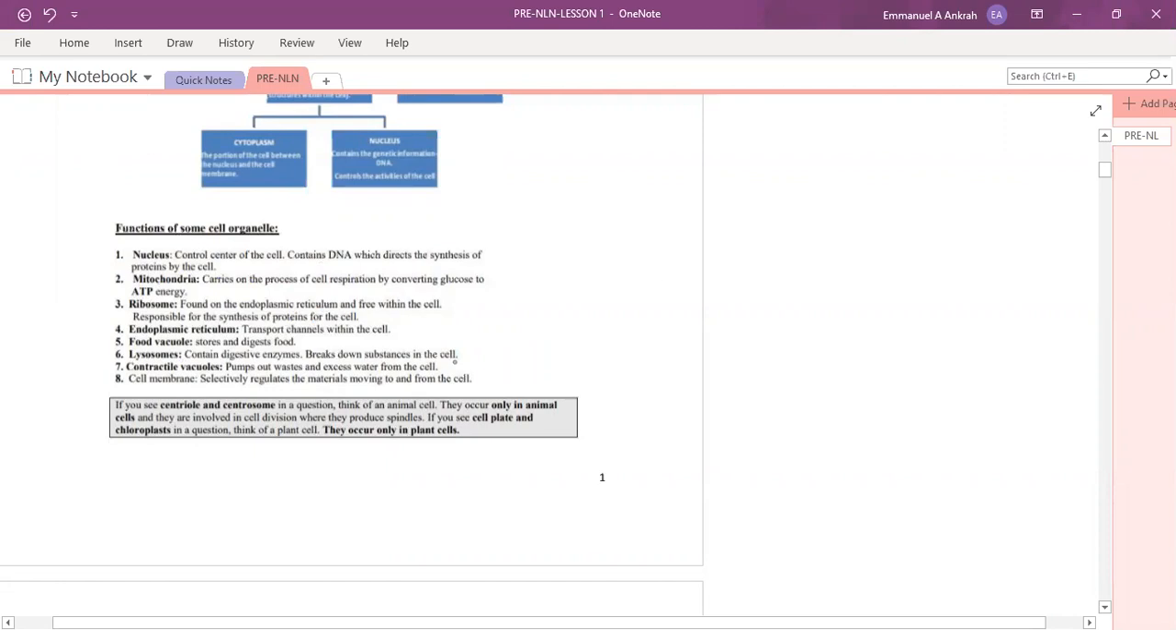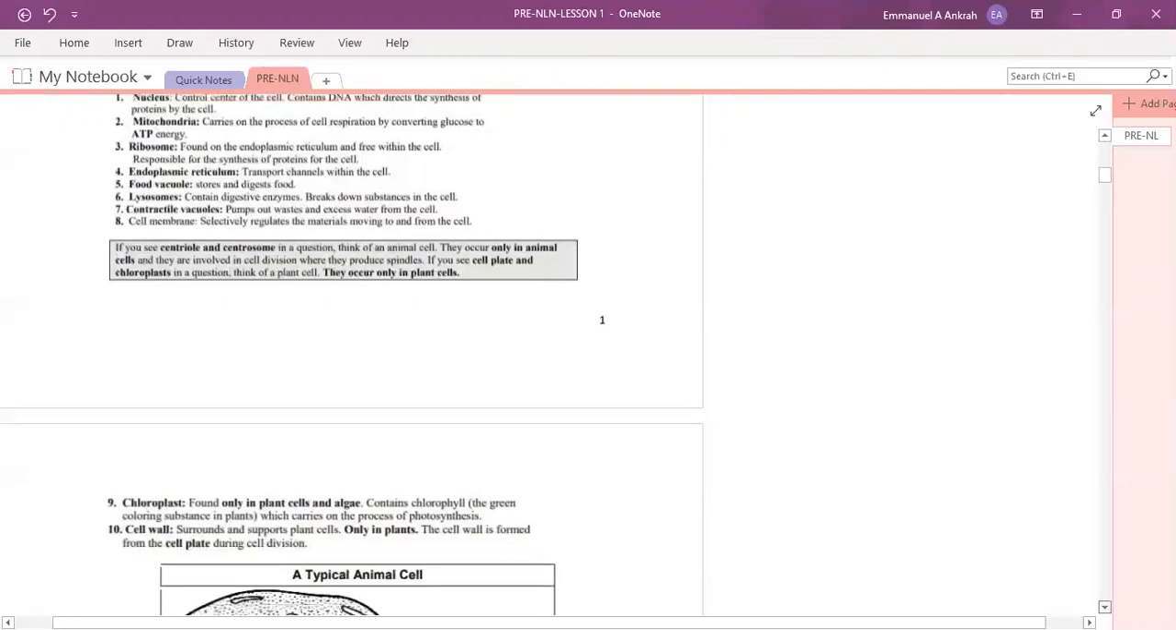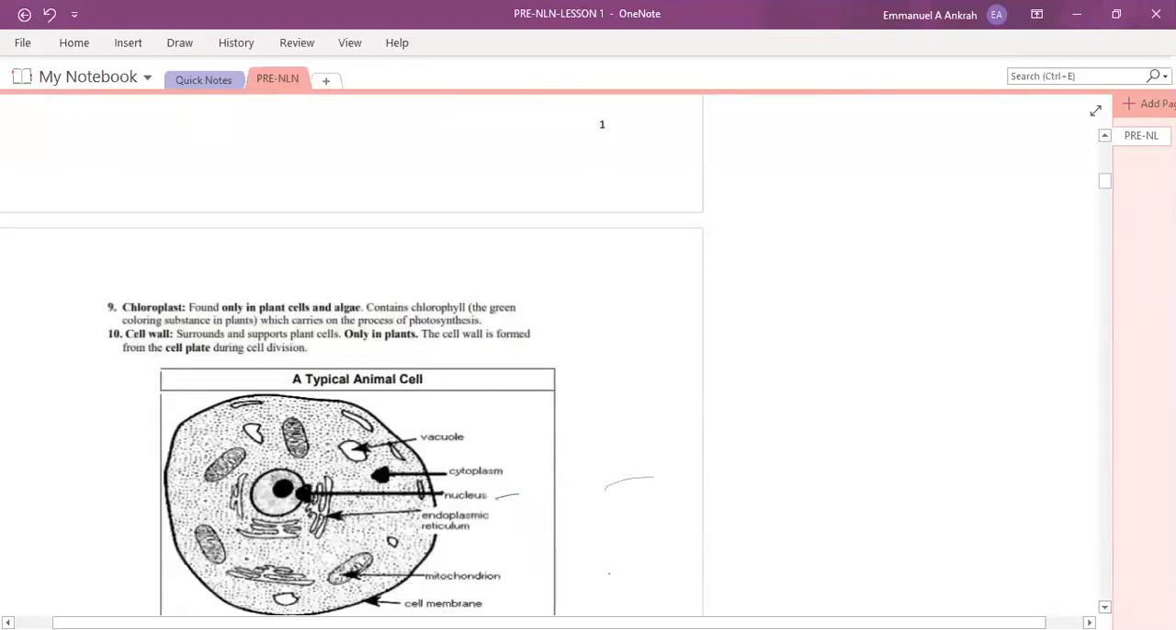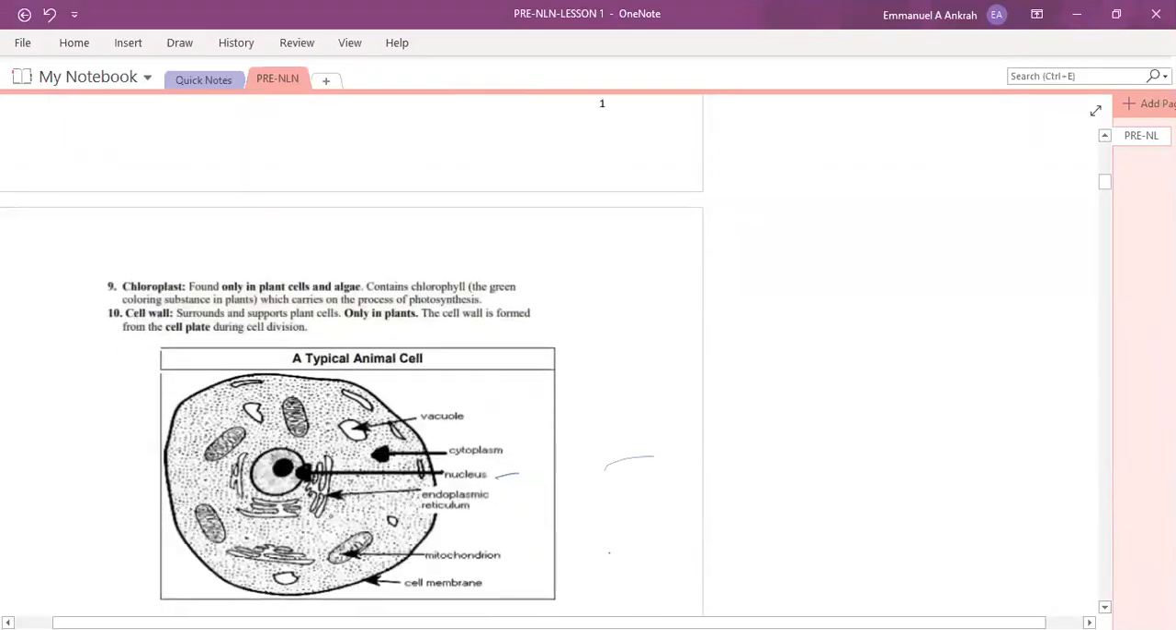Let me scroll down to the cell again for us to look at that. So these are the structures I'm talking about. This is a mitochondrium, like a sausage structure. It's a powerhouse. So any question that you see ATP, you have to think about the mitochondrium: ATP, mitochondrium.